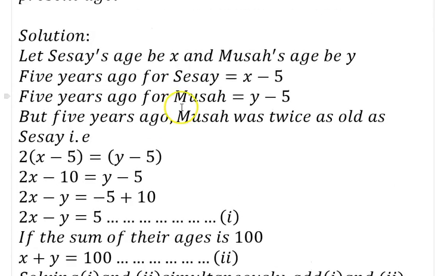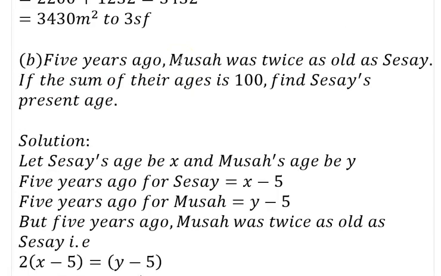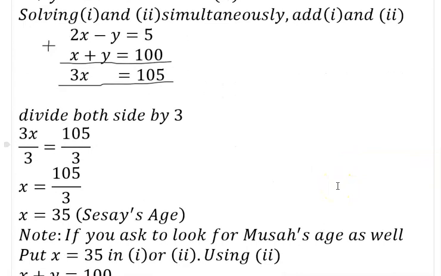Don't forget that Sese's age is x and Musa's age is y. We've been able to represent that. So let's get x. If 3x equals 105, we divide both sides by 3 so that we can get x. You cancel out your 3, and you'll be left with x. So x will now be 105 over 3. If you divide it, you have x equals 35. That is what the question is asking from you.